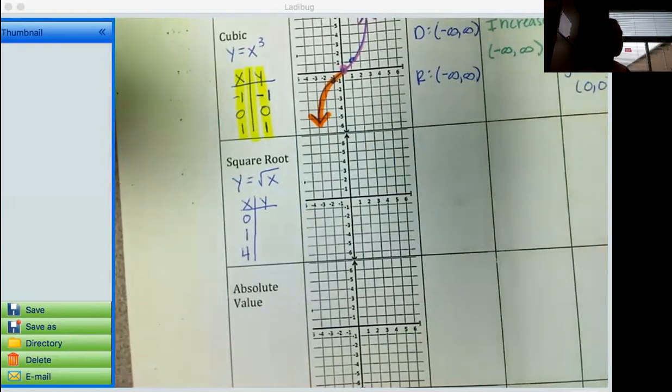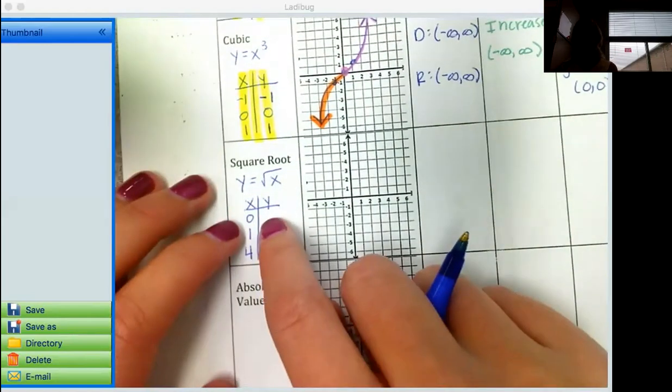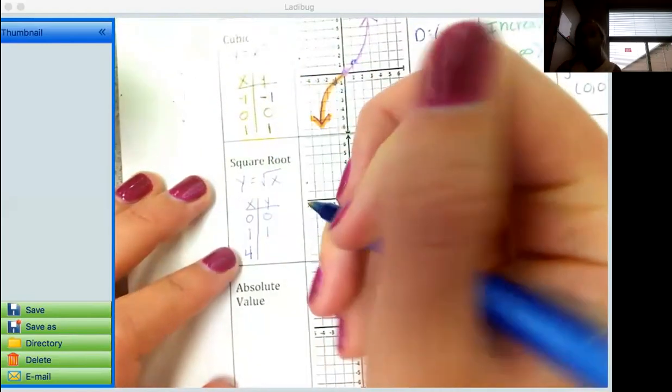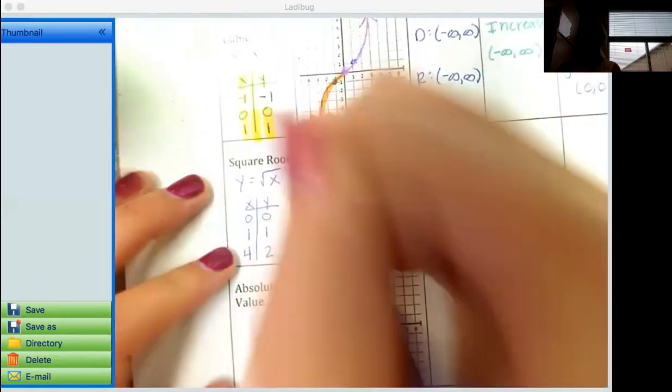And I'm like, perfect squares, 0, 1, and 4, right? What's the square root of 0? What's the square root of 1? What's the square root of 4? There's your 2.